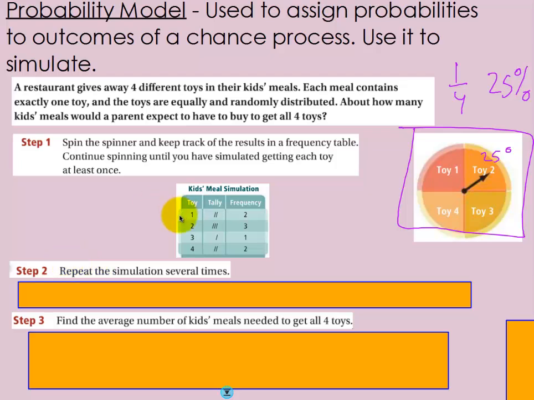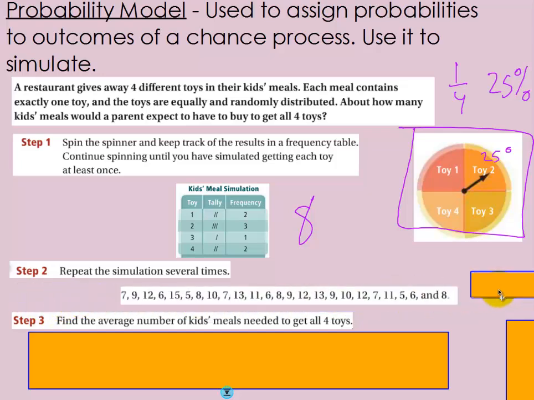Now you can't just do the simulation once, count all these numbers up, and say it's going to take 8 times. So this one took 8 tries to get all toys. You can't say, oh, 8's the answer, because different players could have a different number of picks. One person might only take 4 picks. So here's repeating that simulation several times. One person got 7, one person took 12, this person only took 5. So there can be a lot of differences here.